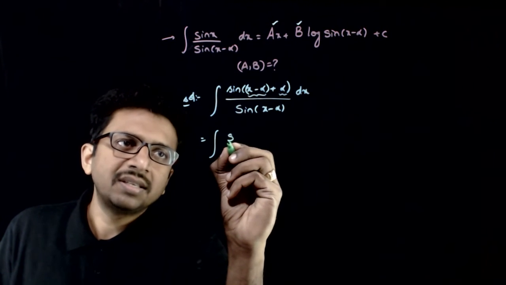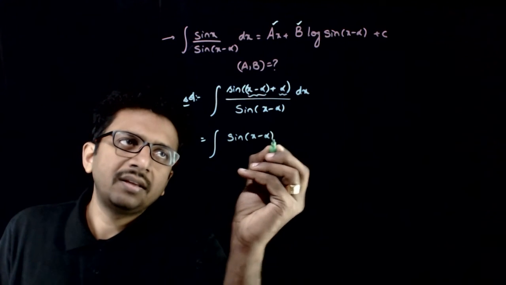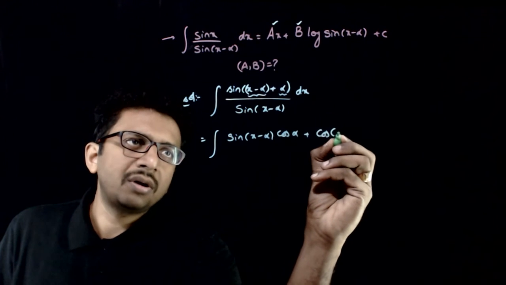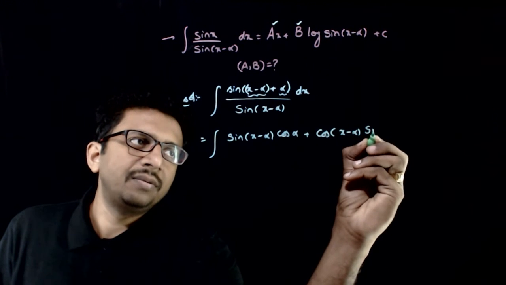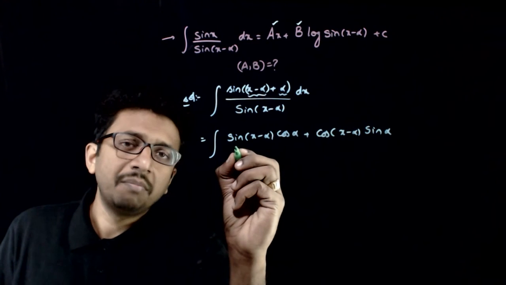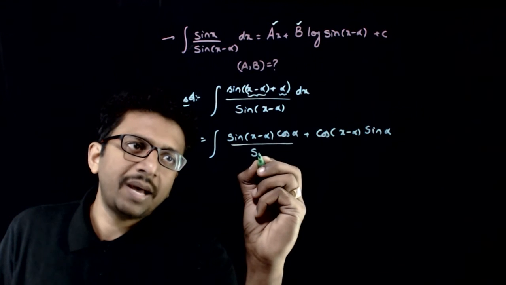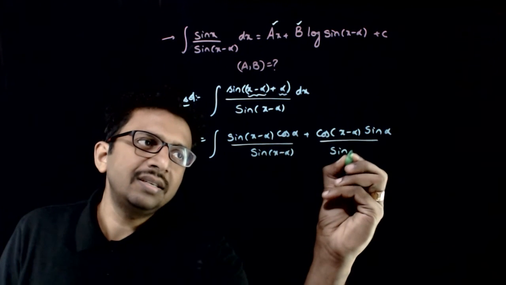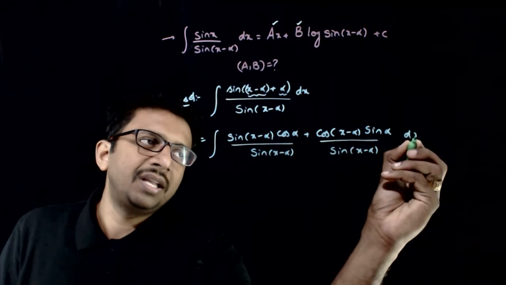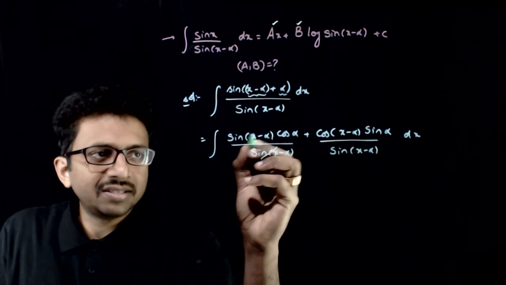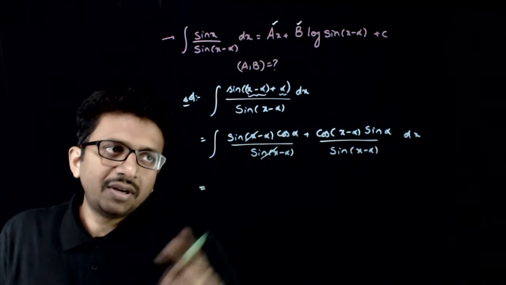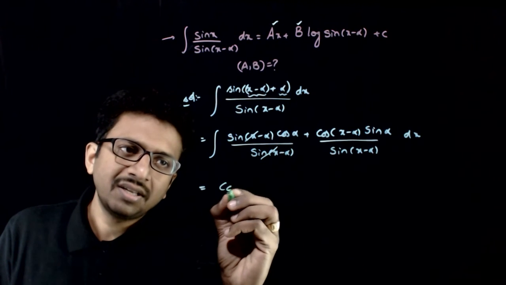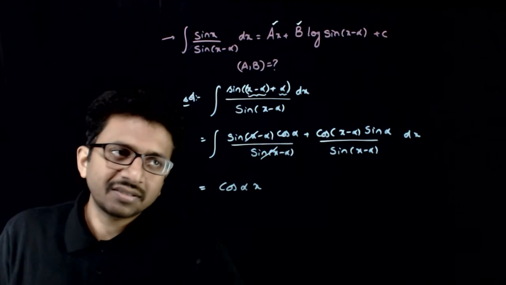Sin(a plus b) is sin a cos b plus cos a sin b, divided by sin(x minus alpha), for the first term as well as the second term, dx. Now in the first term, as you can see, these two are getting cancelled. So that is equal to the integral of cos alpha dx. Cos alpha is a constant, so the integration becomes cos alpha times x.